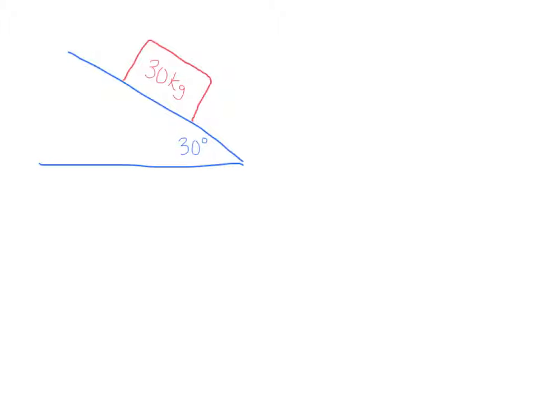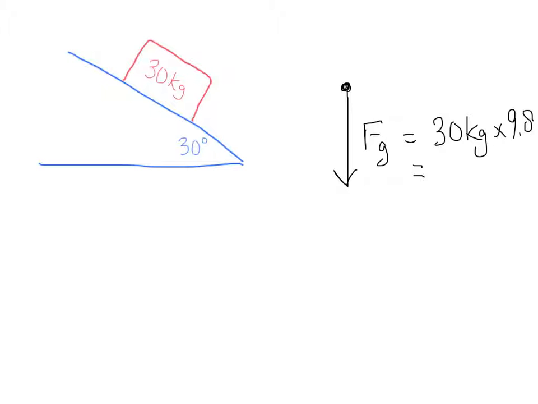I'm going to do this off to the side, over here. Okay, I'm going to draw my force diagram here. So here's my dot. I've got force of gravity straight down. In this case, I'm going to take 30 kilograms and multiply by 9.8. I'm going to get a force of gravity of 294 newtons.